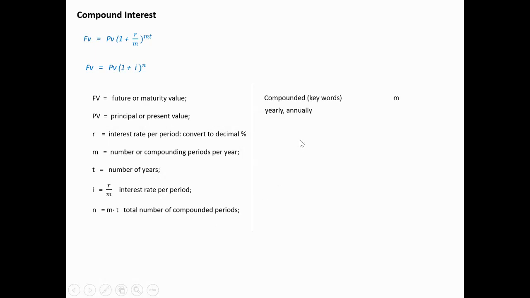And here are the key words for m. If it says yearly or annually, m is equal to 1. Bi-yearly or semi-annually, m is equal to 2. Quarterly, m is 4. Monthly, m is 12. Weekly, m is 52. And daily is going to be 360 or 365. If the book doesn't say to use 360, then you just use 365. And compounded continuously is a different formula, which would be the future value equals the present value times e to the power of rt.